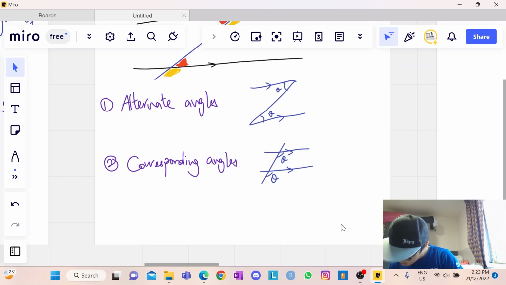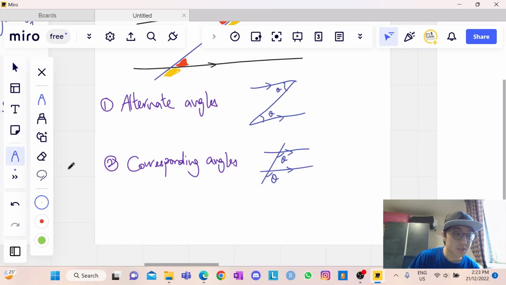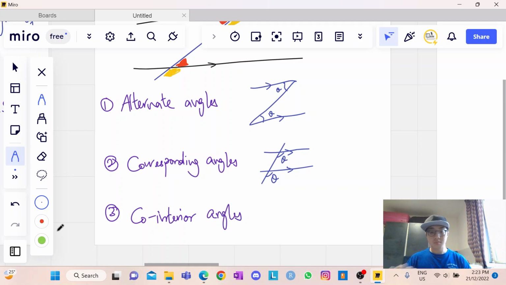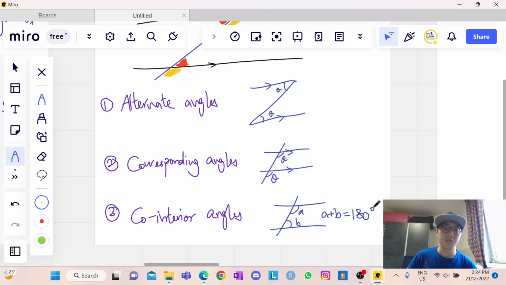Last but not least, we have the co-interior angles. As the name suggests, co-interior angles, and usually I'll just call them interior angles, but it's better to write the whole name here. It's totally inside of the two parallel lines. So these two. However, this time they are not the same angles, as you can see from the diagram. We're going to name them angle A and angle B. When both of them add up, they will equal 180 degrees.